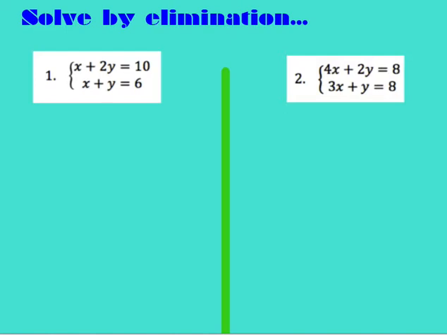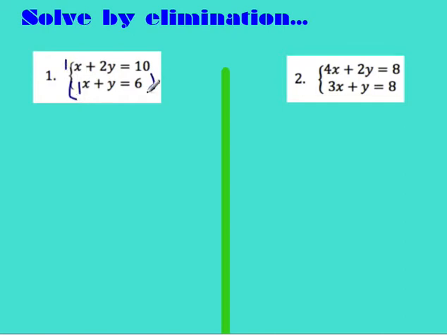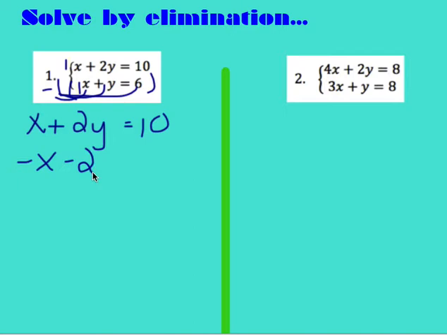So taking a look at number one, this is similar to what we did on the first part. We have x's that have the same number out in front. We just need to get them to have opposite signs. So since they both have a 1 out front, I'm going to multiply the bottom one by a -1. So I have x plus 2y is equal to 10. And now I'm going to multiply that second equation by -1. So I have negative x minus y, or plus a negative y, is equal to a -6.